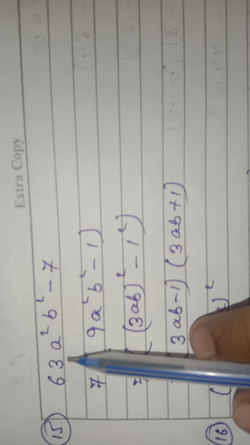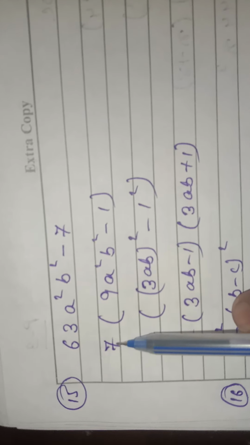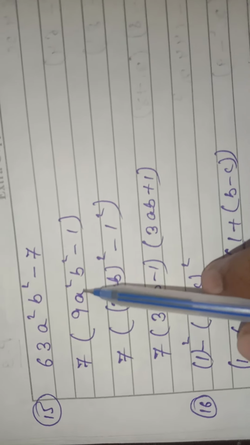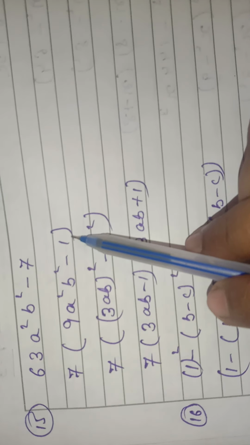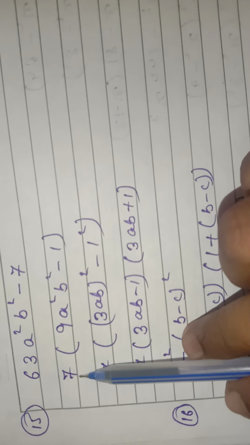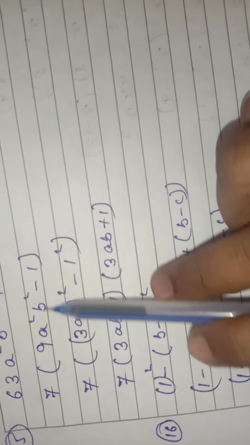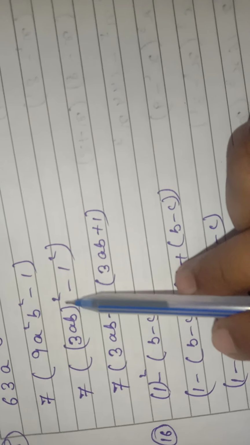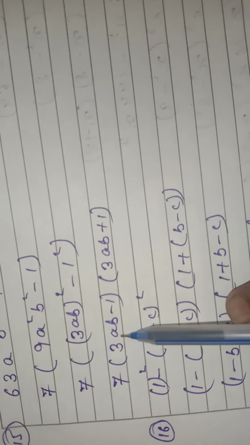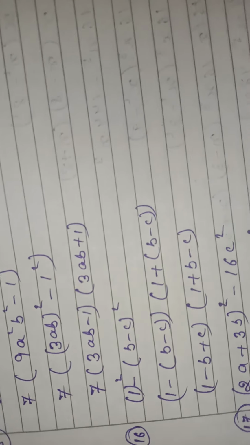Look here. What is common in these two? That means 7. 9 a square b square minus 1. Because 7 we have taken out common. This we can write as 3ab whole square minus 1 square. So one time minus, other time plus.